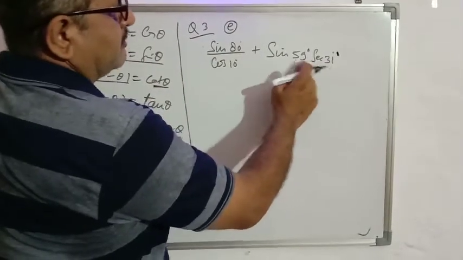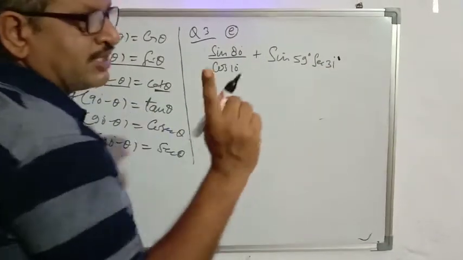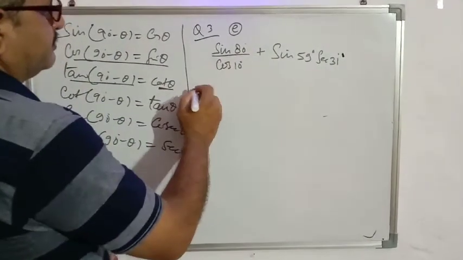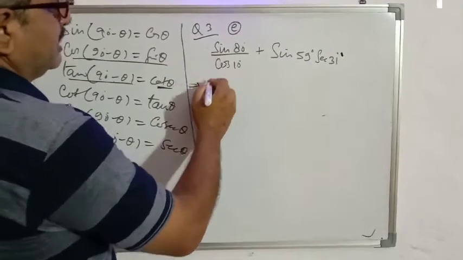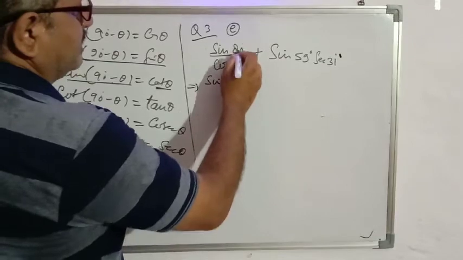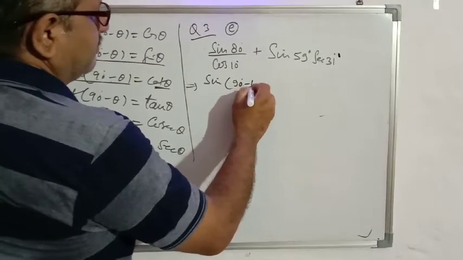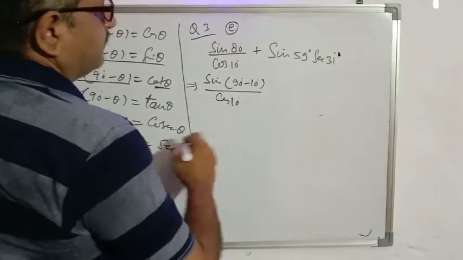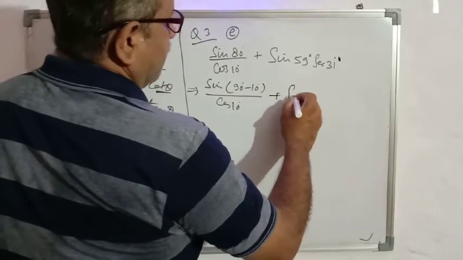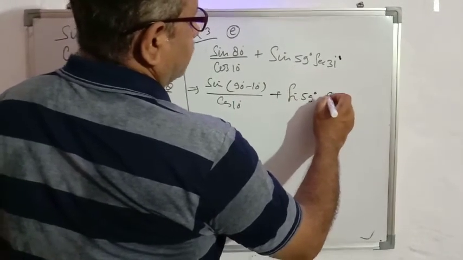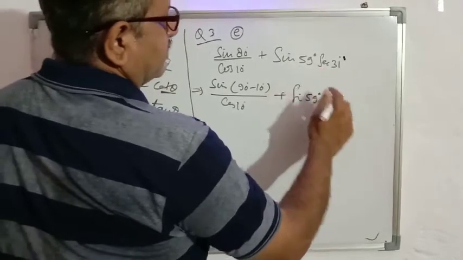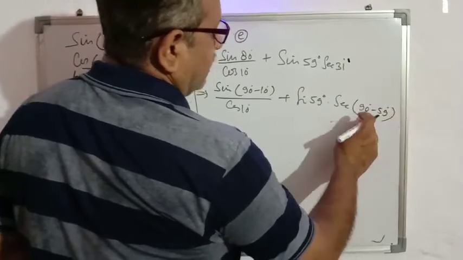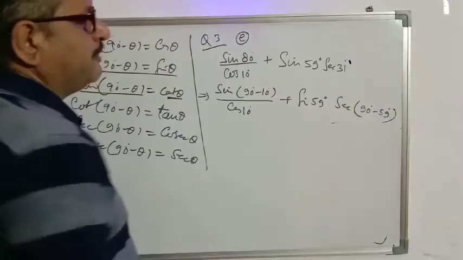Here 59 and 31 are both complementary. 59 plus 31 will come 90. So we will change either sin or sec. In the first term, we will write sin, and in place of 80, we will write 90 degree minus 10, upon cos 10 degree, plus sin 59 degree into sec, which I am going to change. So in place of 31, we will write 90 degree minus 59. 90 minus 59 will come 31.